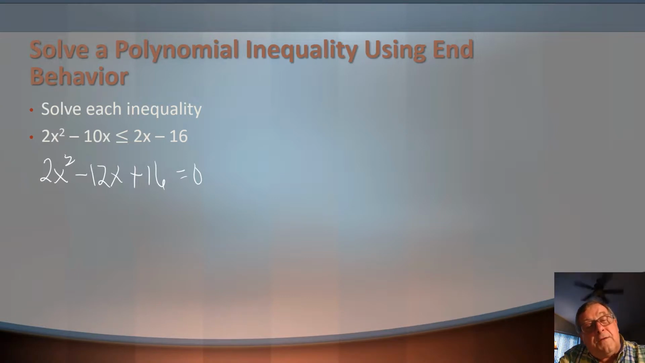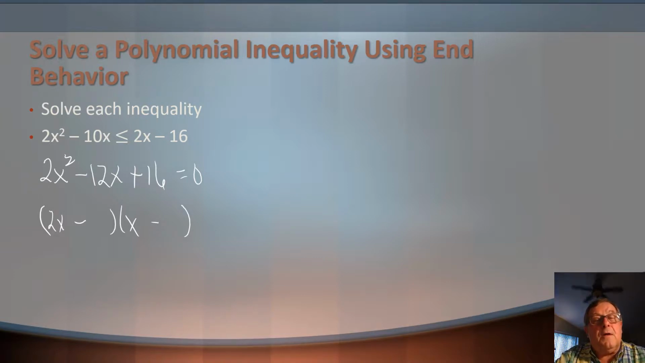Okay, now I've got to factor this. I'm going to draw two sets of parentheses since it's a quadratic. I've got a 2x squared, so I'm going to have 2x in one parentheses and an x in the other. My constant 16 is positive, but my middle term is negative, meaning I've got to have a negative inside my parentheses. That's the only way I can end up with a positive by multiplying and a negative by adding.